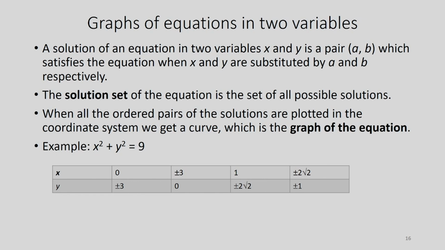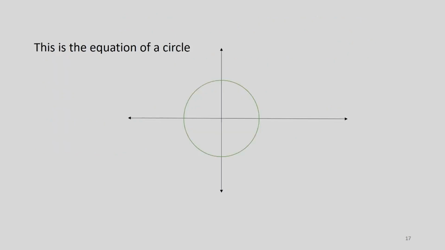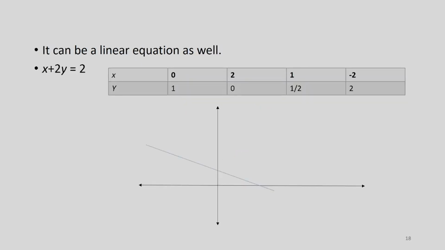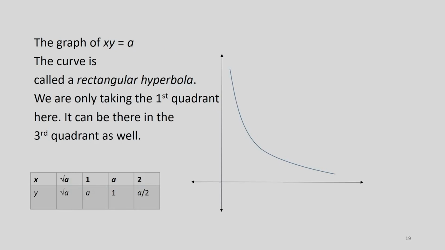Now, we can have an equation in two variables which can be plotted, and this is a graph of that equation called x square plus y square is equal to 9, and it could be a linear equation also. X plus 2y is equal to 2, it is a linear equation, and the corresponding graph will be a straight line. And here is another example, x multiplied by y is equal to a, where a is a positive number, and here the graph is a rectangular hyperbola.